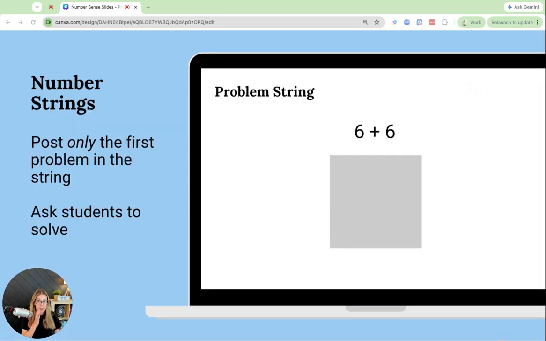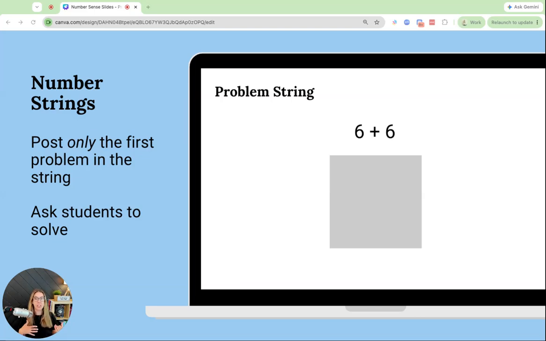So this is how you set up a problem string. There's going to be a number of different problems, and you're only going to show them starting at the top, and then you're going to reveal the next, reveal the next, reveal the next. I like to keep them to 4. You won't see more than 4 in the number strings with us. Some other people have 5 in them, or maybe 3, but I really like to stick to 4.